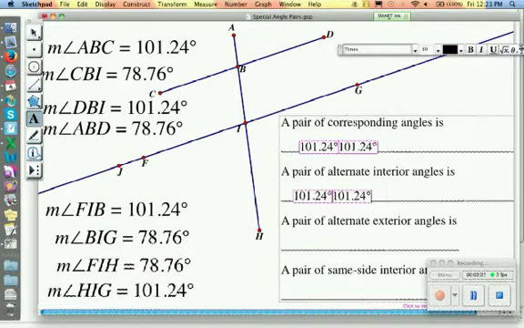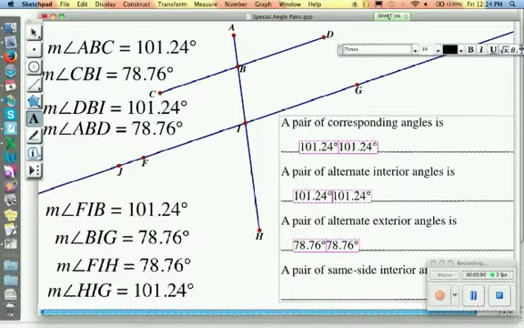A pair of alternate exterior angles, please. Someone else. A pair of alternate exterior angles. Remember from yesterday's lesson, they're going to be on opposite sides of the transversal, outside of the 2 lines. Stephanie? ABD and FIH. FIH, absolutely, yes. And perhaps you're already making some observations.